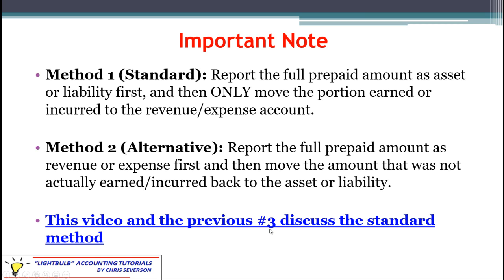This video and the previous video number 3 discuss the standard method. Next video number 5 will deal with both sides, both entries related to the alternative method. Now the one thing I want to point out here is that these two different approaches only impact the prepaid or deferred adjusting entries. They do not impact the two accrued entries, the accrued expense or the accrued revenue. So those are going to be the same under either approach.